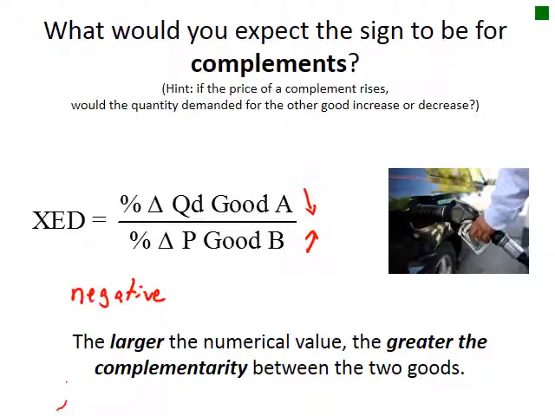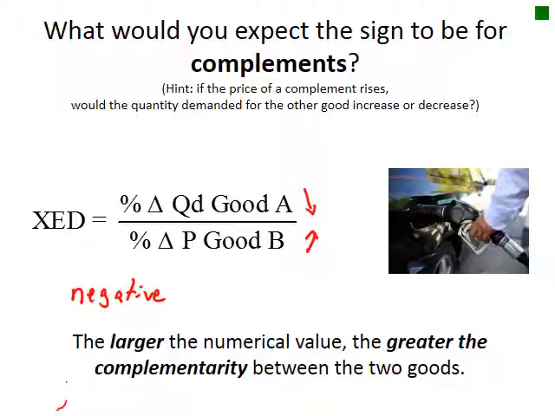What would you expect the sign to be for complements? If you're thinking of a complement, give yourself an example. In the picture, it's gasoline and cars. If the price of a complement rises, such as the price of cars, would the quantity demanded for the other good increase or decrease? If we're buying fewer cars, we would expect to then buy less gas. So the quantity demanded of gas would decrease, and in this case, it would be negative.